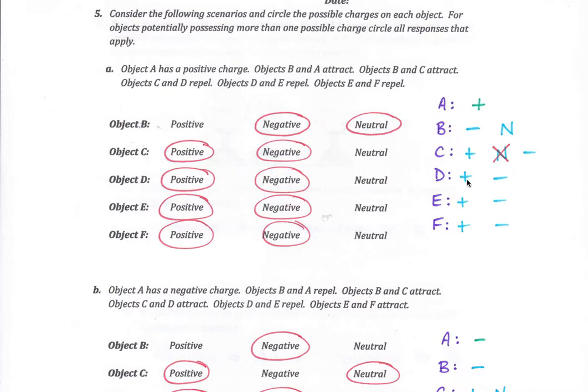D and E repel. Well, positive, negative. What would repel a positive? Another positive. What would repel a negative? Another negative. I have to leave both since I don't know which one this is. And the same applies for E and F. If they repel, a positive would repel a positive and a negative would repel a negative. So if you look at what's left here, my answer for B would be a negative or neutral. C, D, E, and F would be positive or negative, which is what I've listed over here.